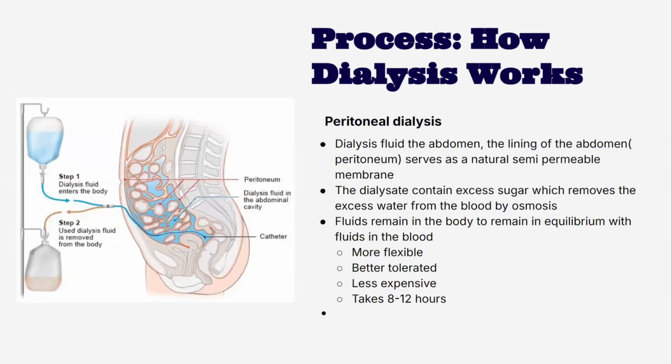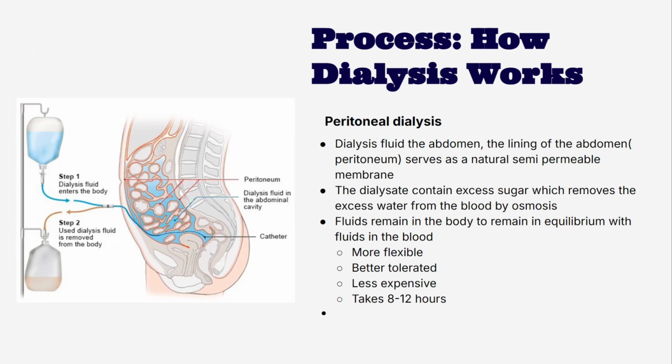And then the second type of dialysis is peritoneal dialysis. In this dialysis, the dialysis fluid is entered into the abdomen, and the lining of the abdomen, which is called the peritoneum, serves as a natural semi-permeable membrane. And so over time, the blood will be cleansed of any excess water through that membrane.